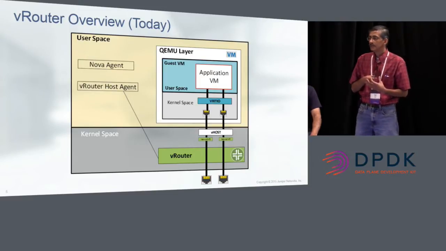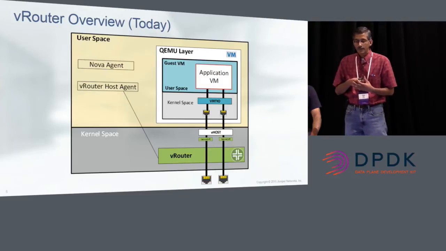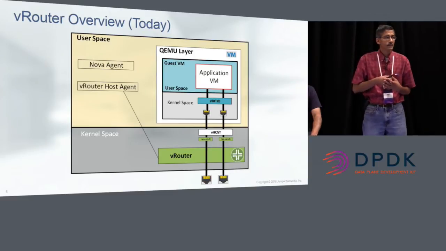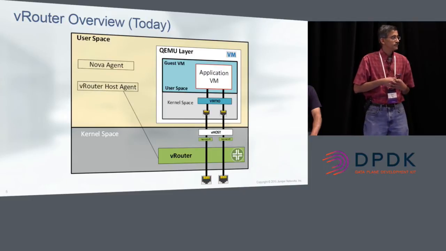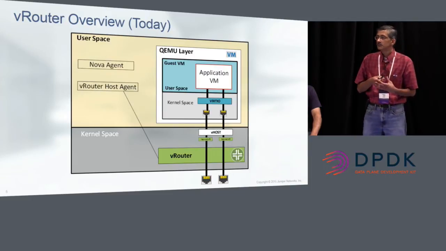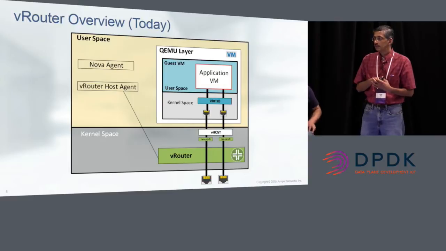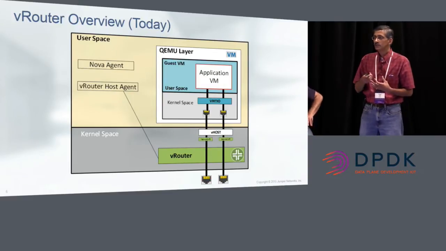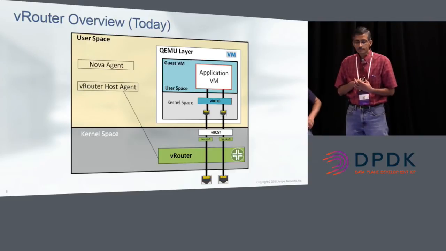So any packets that arrive on the interface are handled by the kernel module. And these might be overlay packets. These might be non-overlay packets too. So if it is an overlay packet, then depending on what the MPLS label is, vRouter decides which virtual machine that packet needs to be forwarded to. And if it happens to be a non-overlay packet, it would just send it to the host network stack.